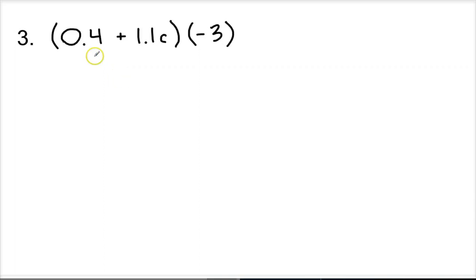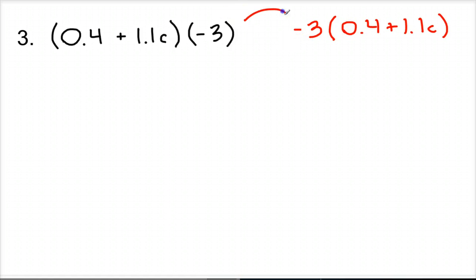Our next example, we have the quantity 0.4 plus 1.1c times negative 3. At first glance, it looks like this one might be a little bit different than the first two, but all we've done is switch the order of the multiplication. Instead of having the negative 3 out front and then the 0.4 plus 1.1c, we've written it in a different order. If you want to, you can switch the order around and rewrite it like this. That would be perfectly fine. You'd still get to the same answer. Or you can just think about the distributive property being drawn like this.